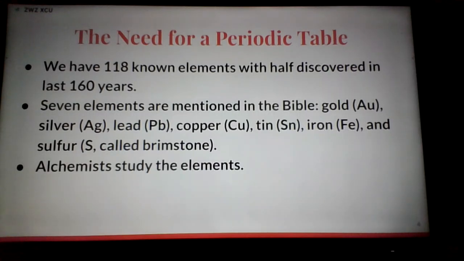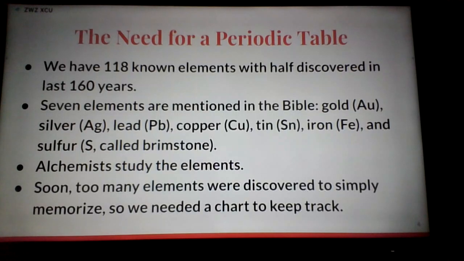Alchemists are people who studied the elements, and again, it took many, many years, decades, and a few centuries to get all the information that we know about the elements. Soon, however, there were just too many to keep track of without some type of written organization. So scientists over all these years started to formulate different types of charts and arrangements of the periodic table, and gradually led up to what we use today.